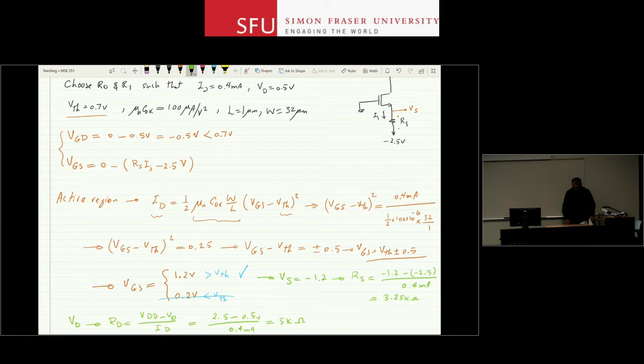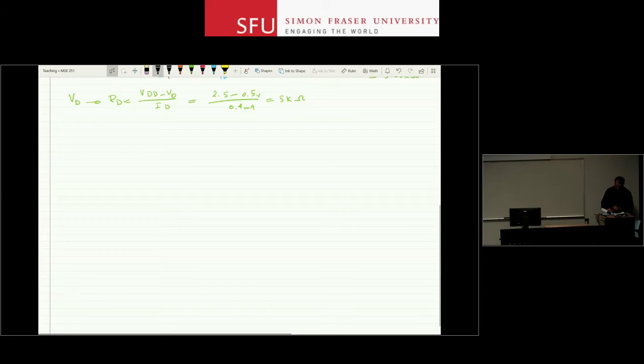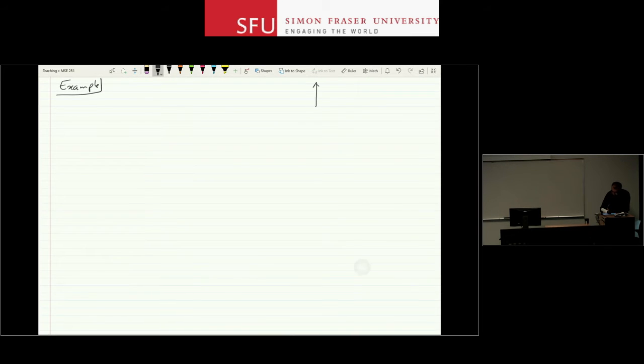Let's go through another example. So in this case, I have a resistive network to bias this transistor, and I want to figure out the operating conditions. So another example. I have this resistive network here at the gate, a single supply in this case.